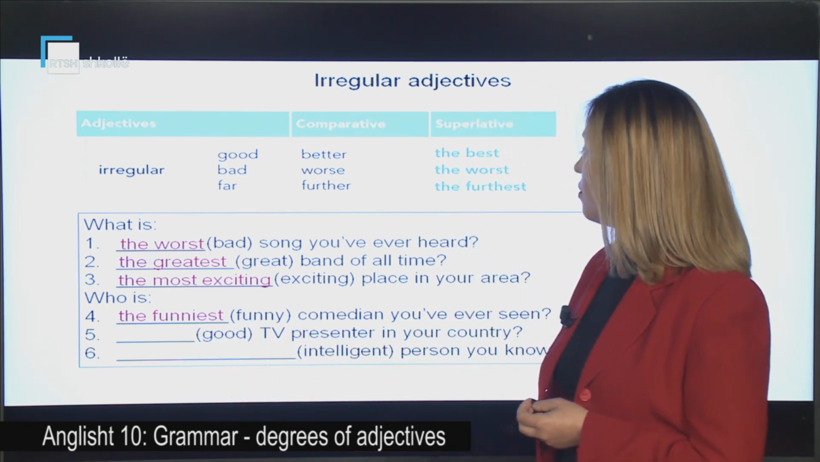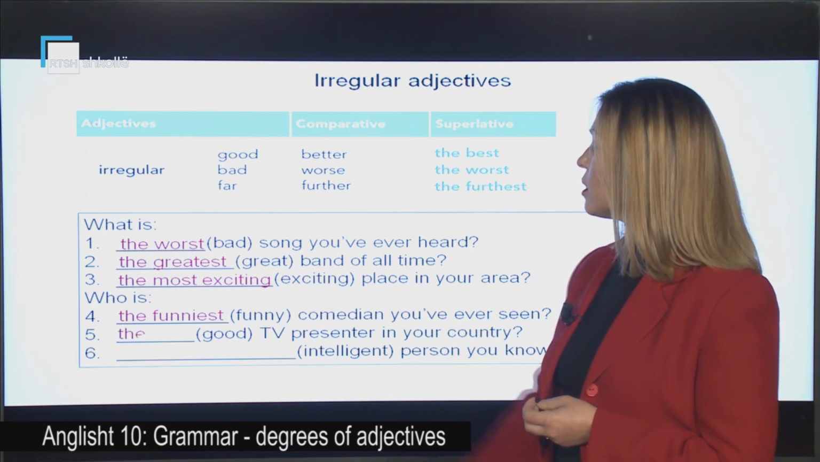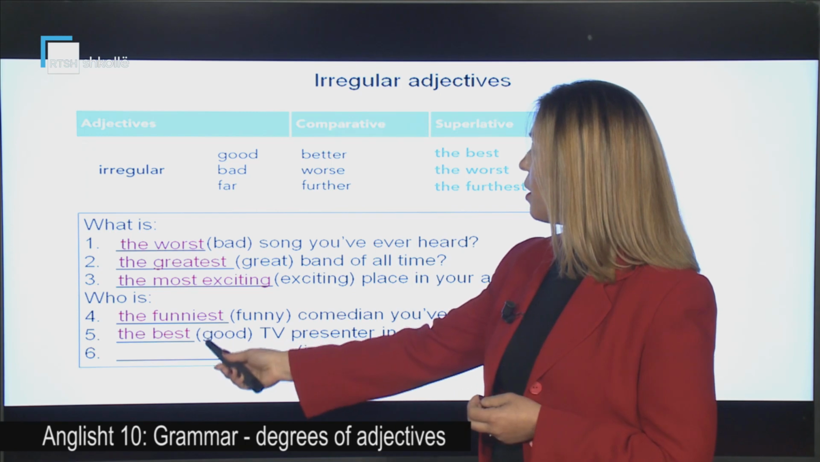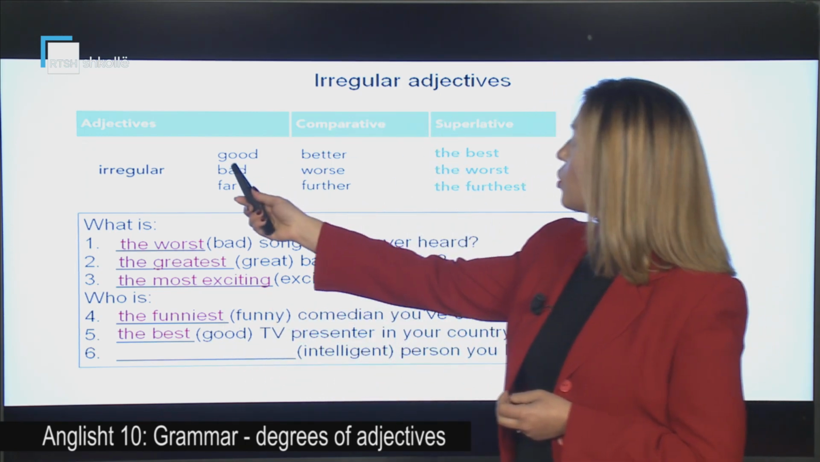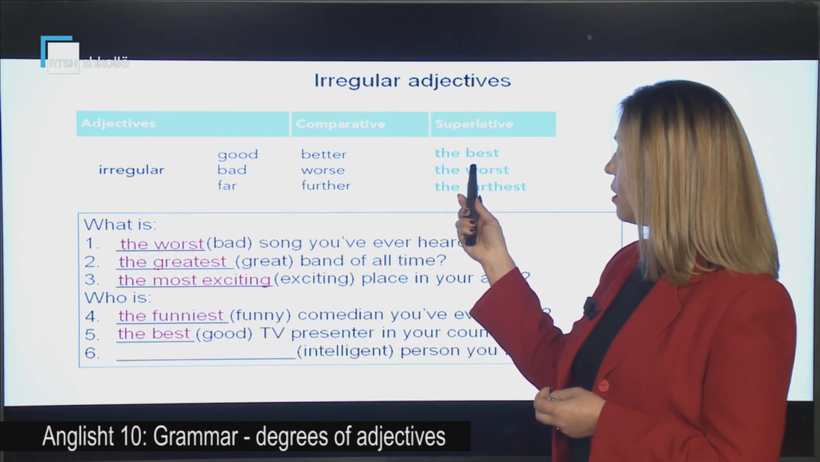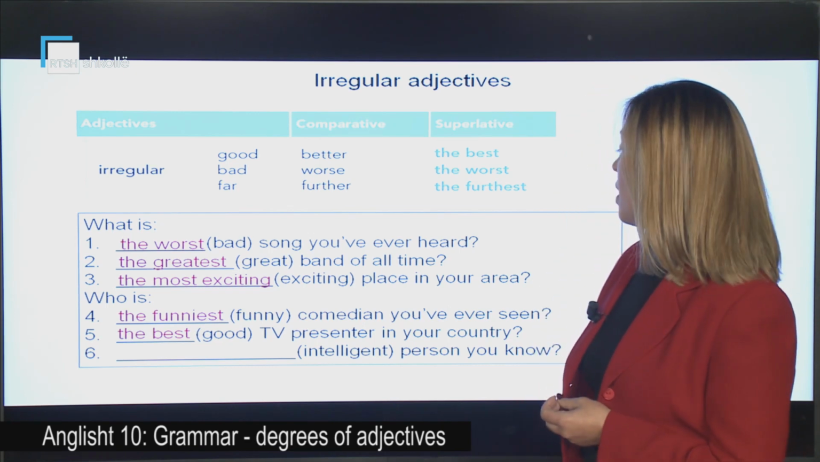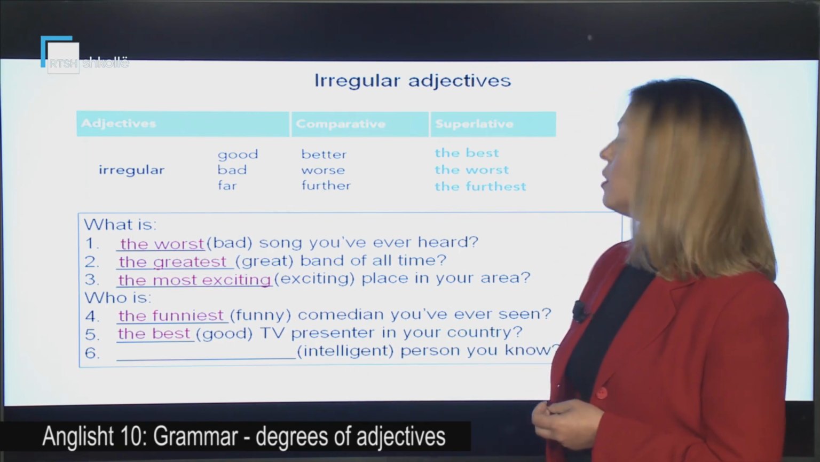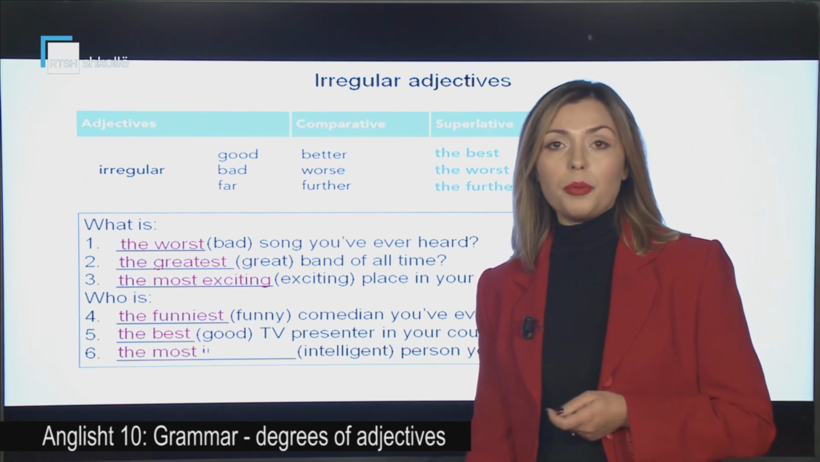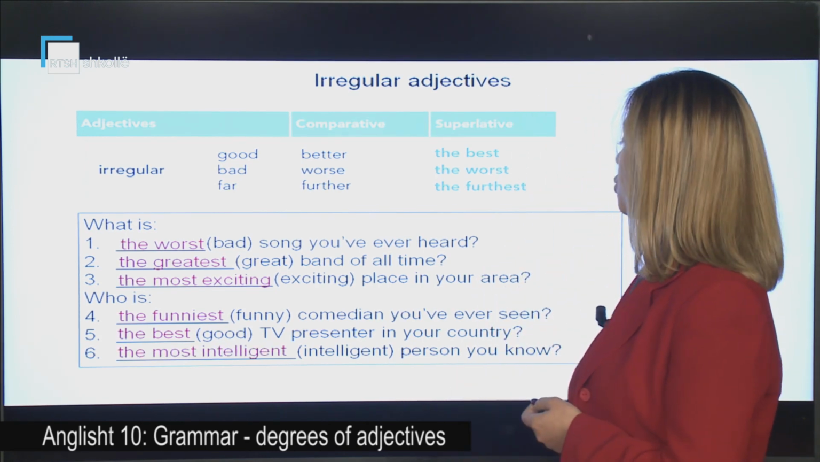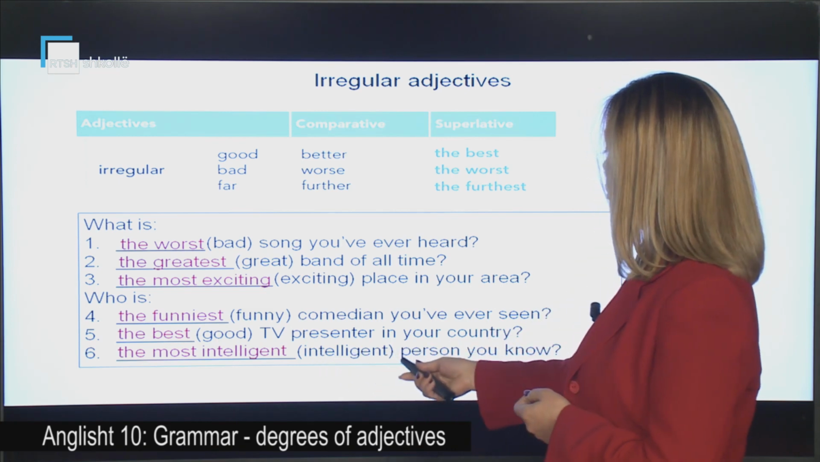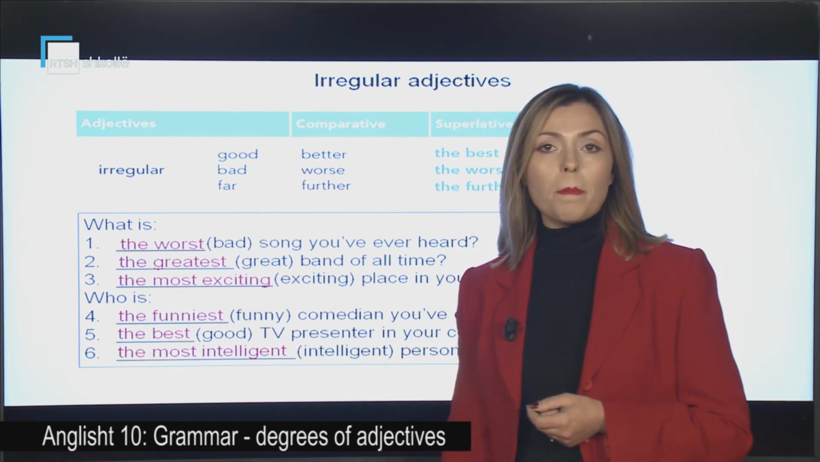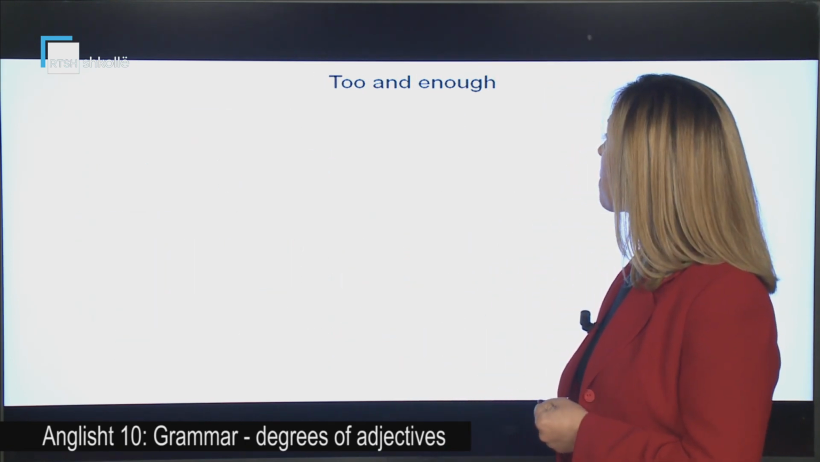And number 5, who is the best? Can you check? We have the superlative form of good that becomes the best, the irregular adjective. And the last one, who is the most intelligent person that you know? We have a long adjective, that's why we put this structure, the most. Okay?